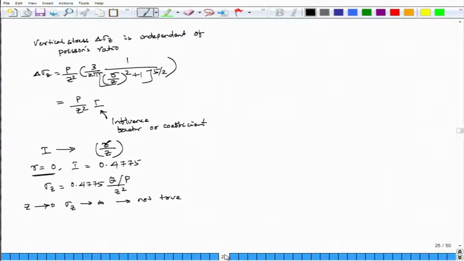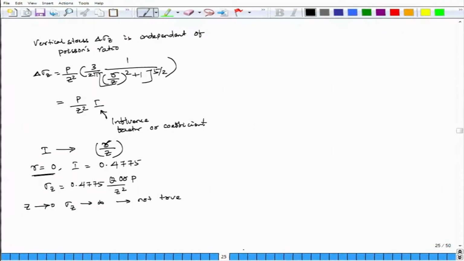Then r is equal to 0, the I is equal to 0.4775, sigma z is equal to 0.4775 q or P by z square. Let me write it as P because here I have written P. Now come to the next part.